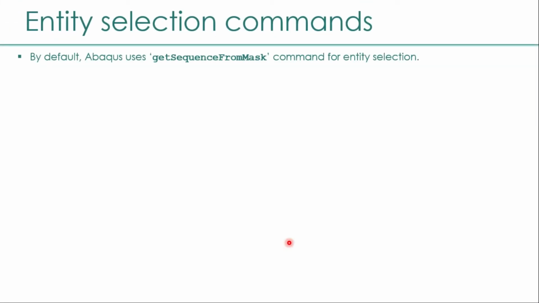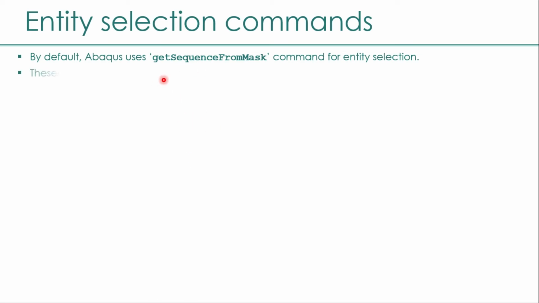Now we have seen all these three types of files that Abaqus creates, and we know that all these files are very important because we are going to use the commands from these files. However, all the commands that are in these files, we cannot use directly. Some commands we have to modify, and only then can we use them. One of the important things we have to change is the entity selection commands. All these files by default contain the getSequenceFromMask command.